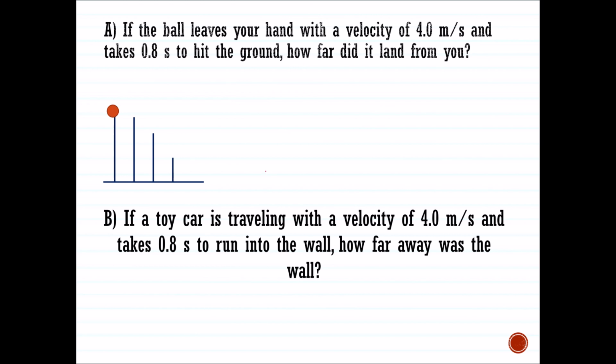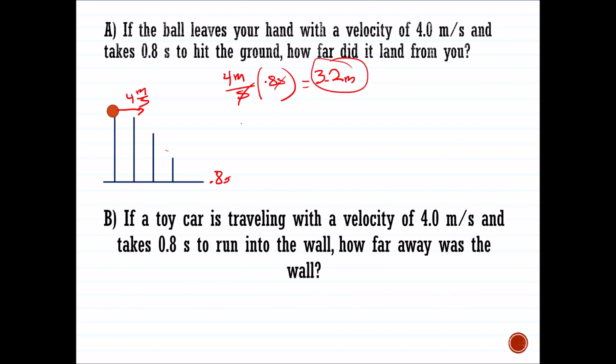Carrying on, let's start this exercise. If a ball leaves your hand with a velocity of 4 meters per second, and it takes 0.8 seconds to hit the ground, how far did it land from you? Well, 4 meters per second times 0.8 seconds gives me 3.2 meters.